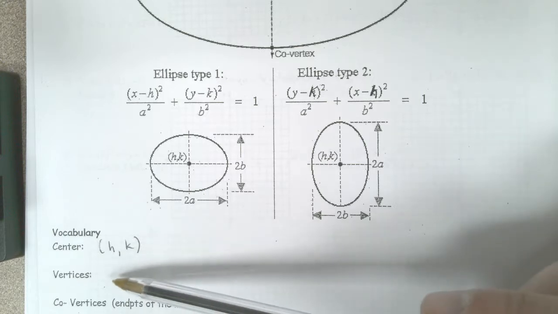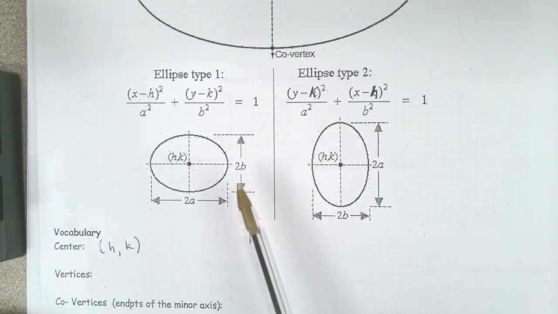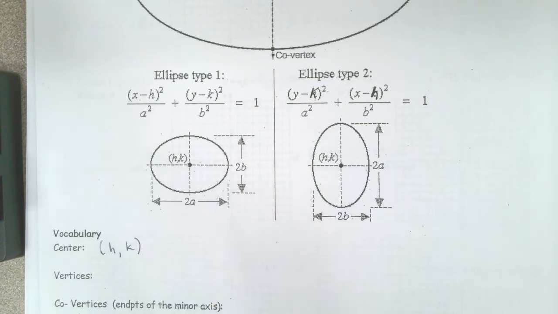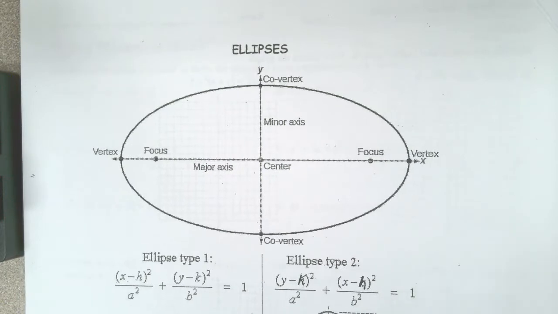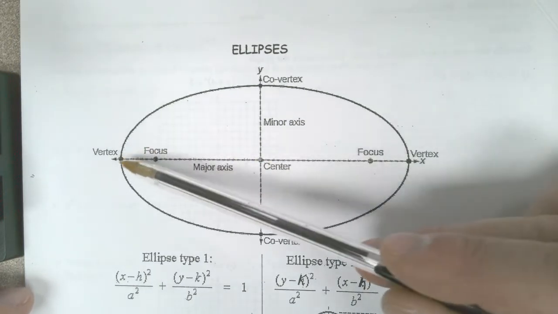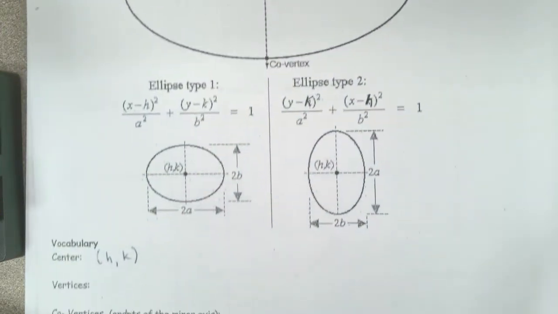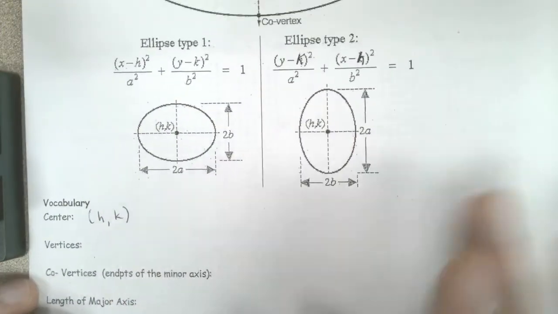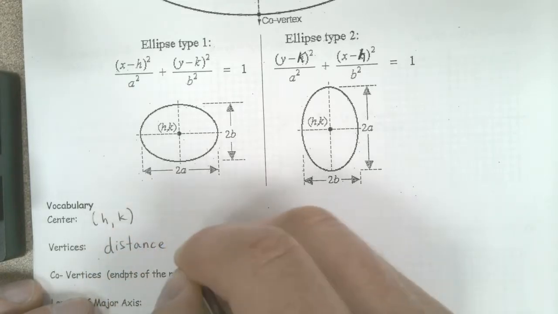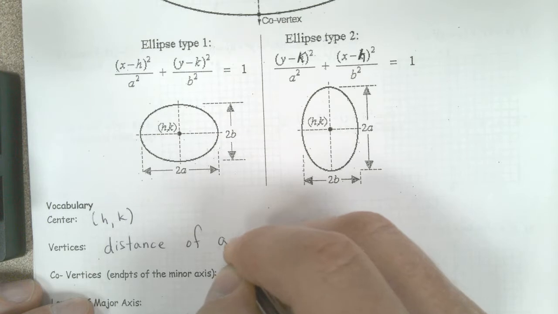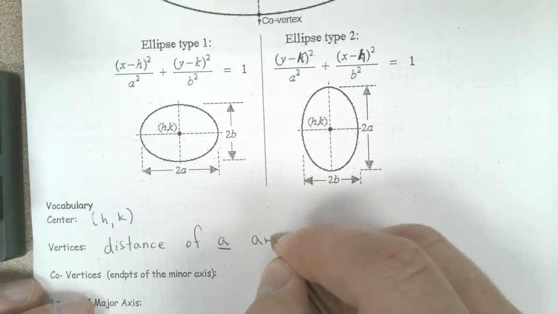The vertices, so when we're looking at the picture, the vertices, or the vertex, so to speak, will lie on the major axis. So basically, this is the distance of A, so the letter A, the distance of A away from the center.